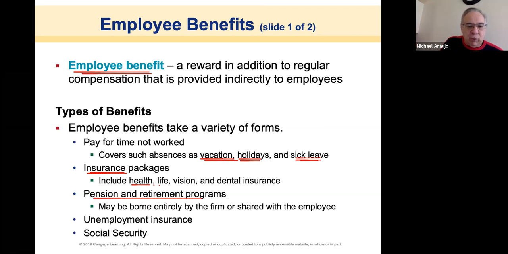Of course, all employers match your Social Security payment, which is to your benefit, and all employers pay into the unemployment compensation system, which means that in the case that they do have to shut down and lay you off, you'll have the benefit of that as well.